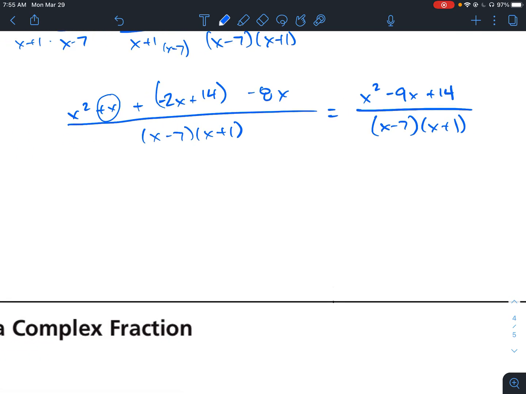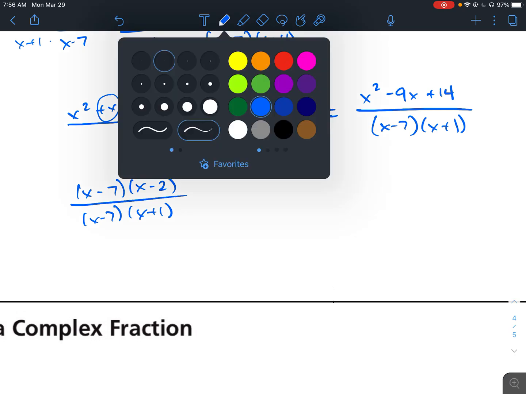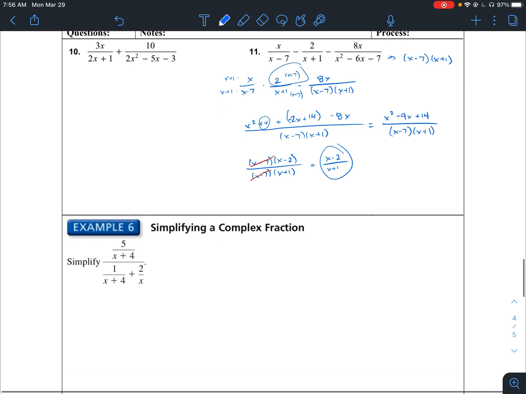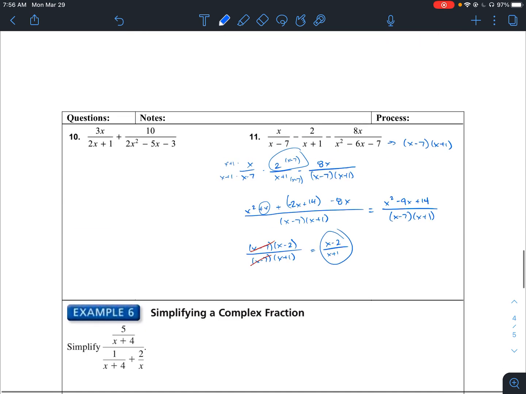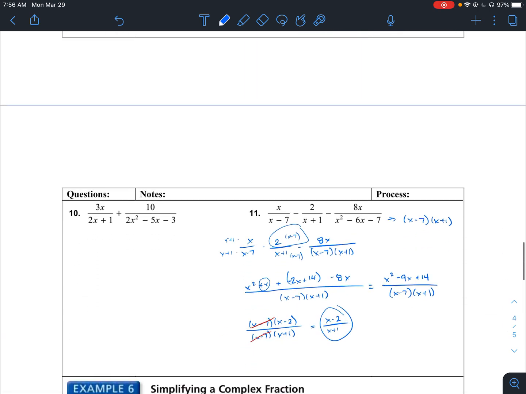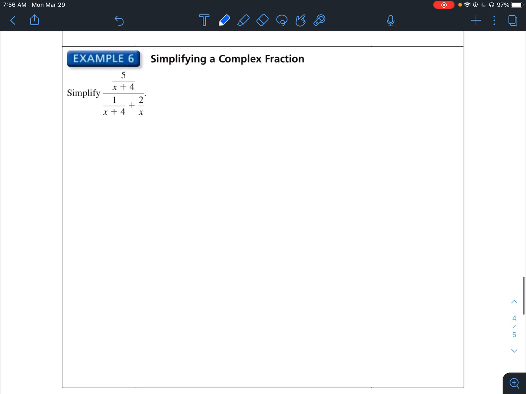So factor out the numerator now. Two numbers that multiply to be 14 but add to be negative 9. That would be x minus 7 and x minus 2, divided by x minus 7 and x plus 1. And then those would cancel. So I'd be left with x minus 2 over x plus 1. Okay, so go through some of these and try to work them out, and then I'll end this video here and come back for this last example.